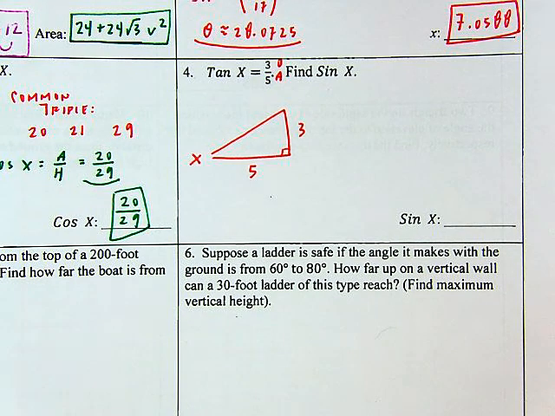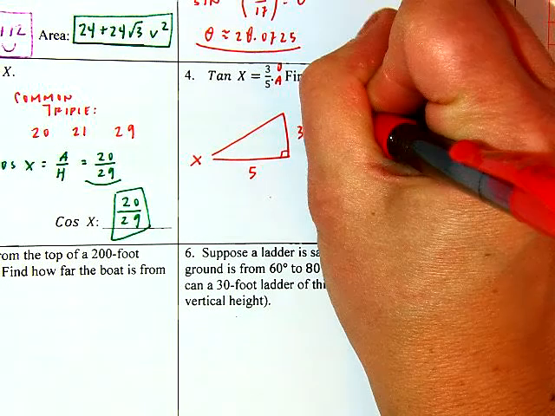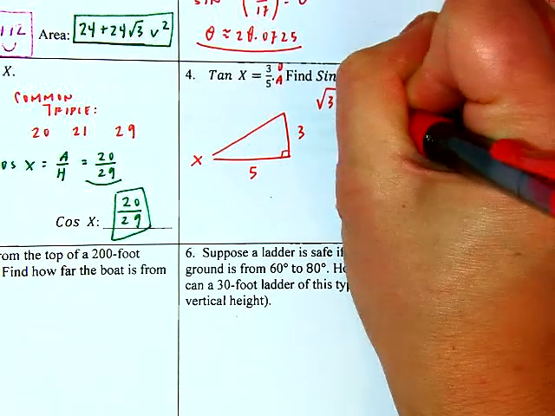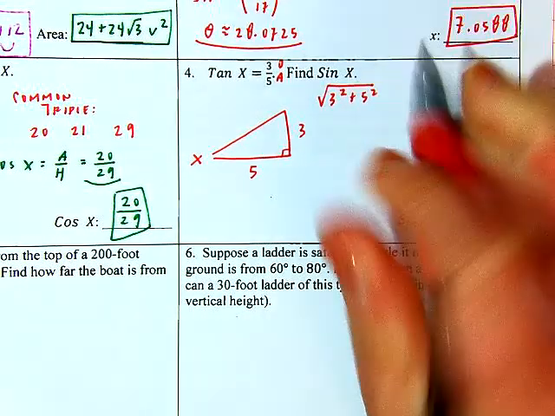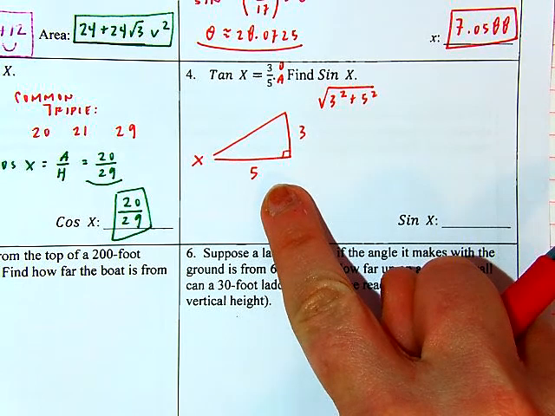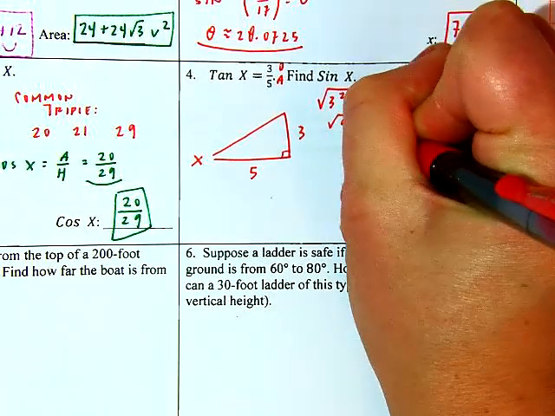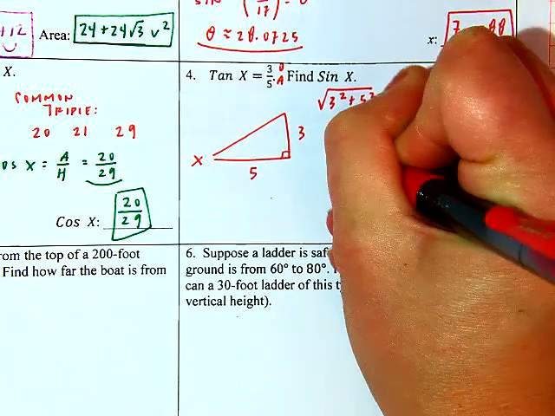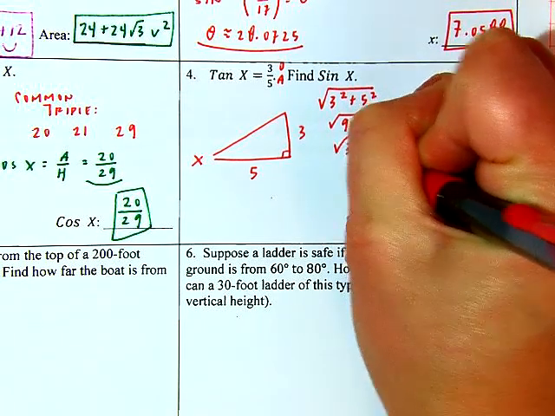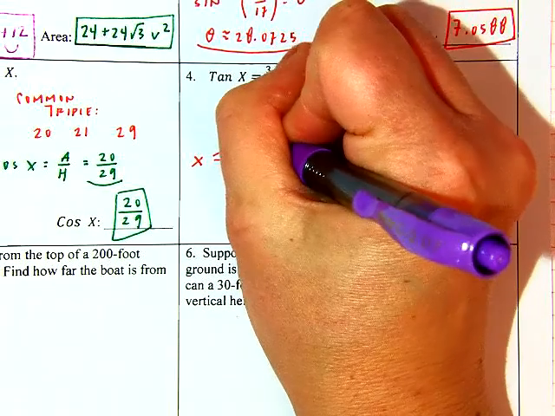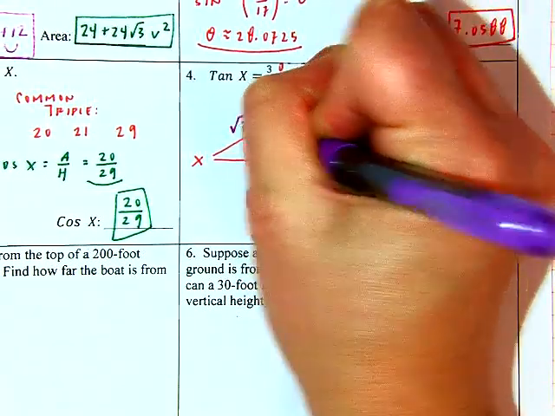So I could use Pythagorean theorem, or I could take that little shortcut that says, well, my hypotenuse is always the square root of 3 squared plus 5 squared, right? The legs squared and added together. So now I'm looking at the square root of 9 plus 25, which is 34. Okay, there's no pair in 34, so that missing side right here is just root 34.